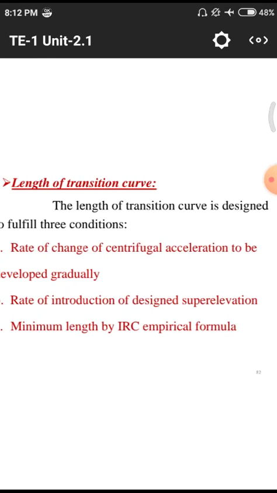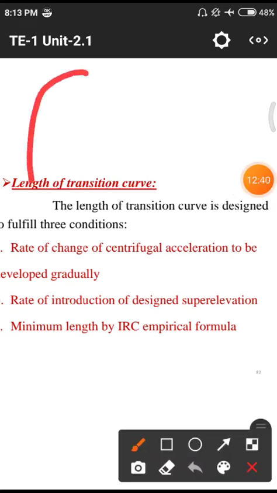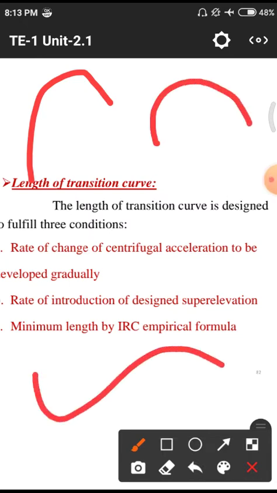Here, length means we have a particular radius, and that radius will be taken in as the length of the transition curve. In previous classes we already discussed different kinds of transition curves. This is one kind of transition curve, this is the simple transition curve. Okay, we also have S-type transition curves.